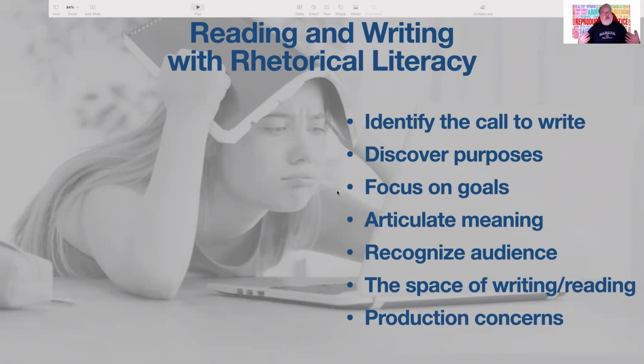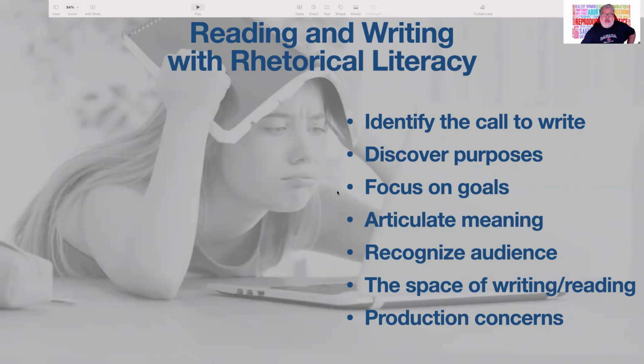Who are we? Who are the audiences that a writer is writing to? What is the specific context of writing, the space that they're writing in? And how does this production come into being as a text for us? When you can read and write with rhetorical literacy, you begin to learn an awful lot about the act of reading and writing, but also about the given context.